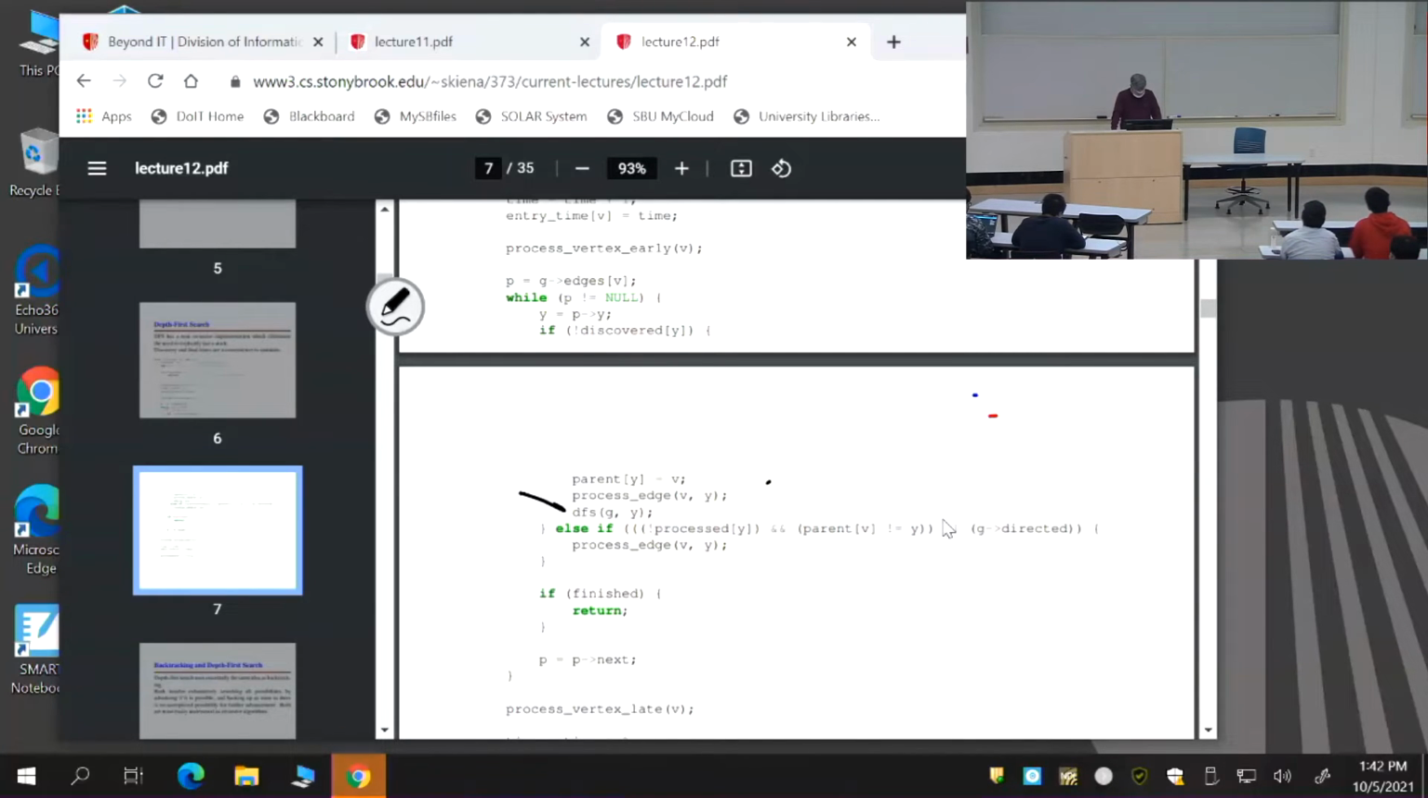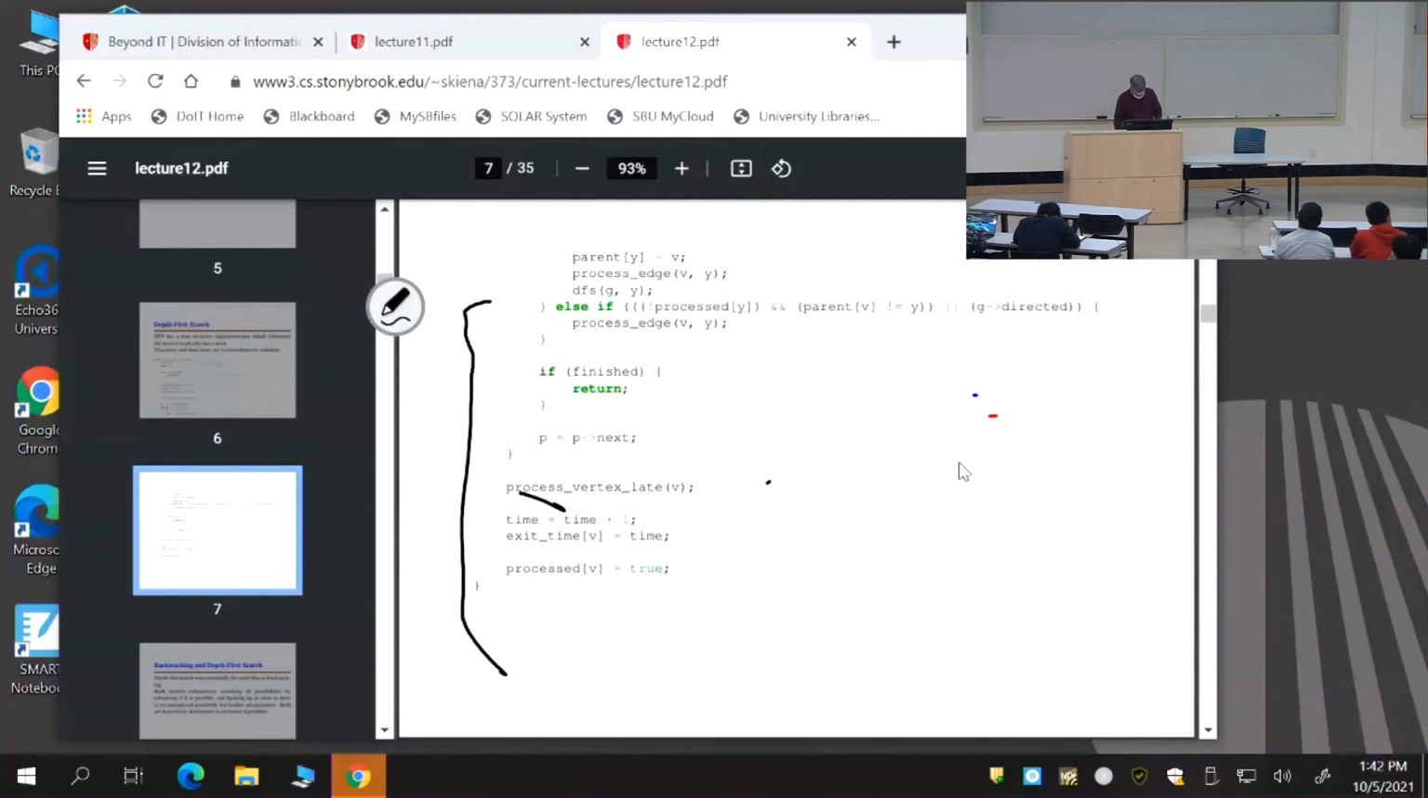Once we finish processing vertex Y, we're going to keep looping through all the edges associated with vertex V. Maybe we'll discover something new. Maybe these vertices would have been discovered. But we're going to keep doing that. Once we're done with that, if we want to process V at the end of the process, we can do it. But the important thing is that now we say that vertex V, we've checked out all of its outgoing edges. It's completely processed. Any questions about that?